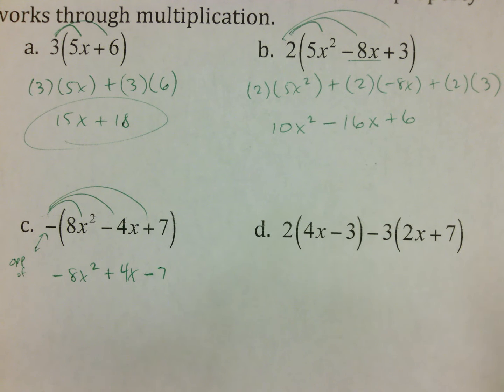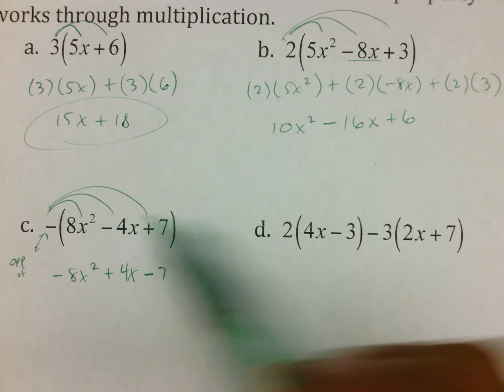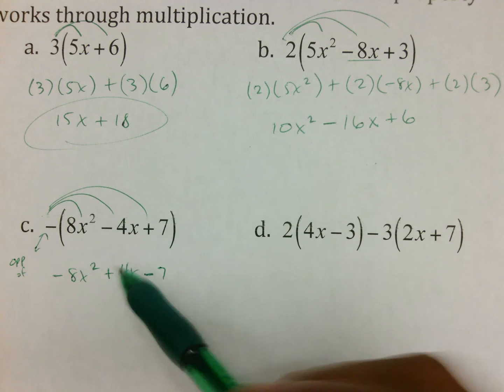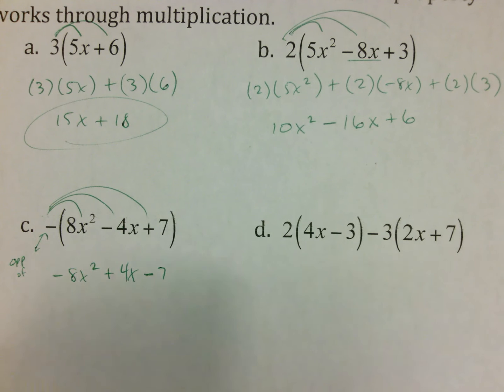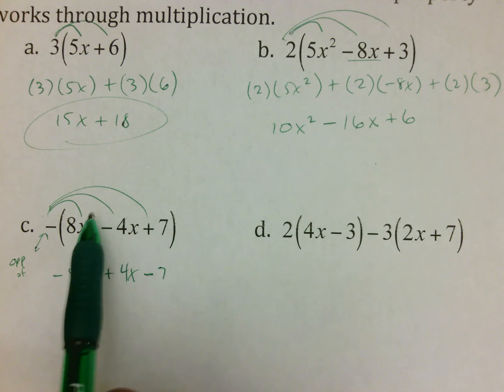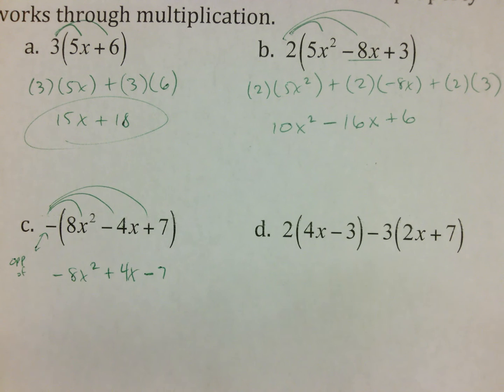Or, if you multiply, 8 times negative 1 is negative 8. Negative 4 times negative 1 is positive 4. 7 times negative 1 is negative 7. That also works, but again, the easiest way to deal with negatives is just to remember it means opposite of everything. So you switch everything on the inside around.